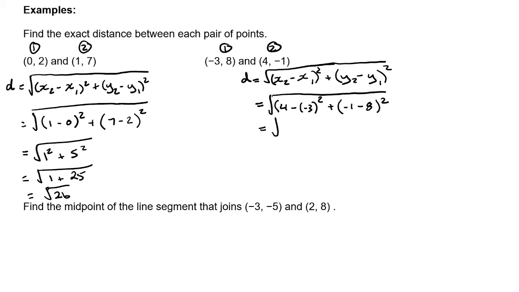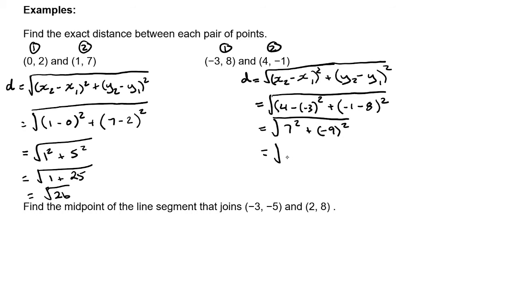Alright, so what have we got? We have 4 minus 3, well that's going to be 4 plus 3, so that's going to be 7 squared. Minus 1 minus 8 becomes minus 9 squared. And I'm putting it in the brackets because if I don't, it's going to be assumed that it's minus 1 times 9 squared, which would give us a negative answer. We don't actually want that. We want a positive response.